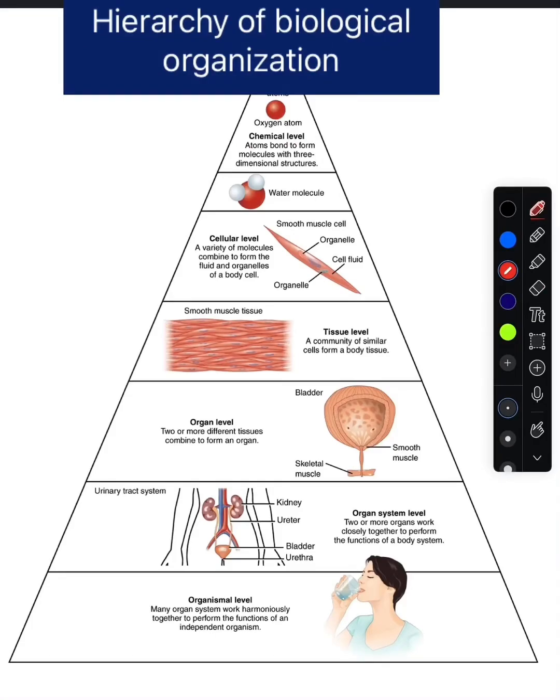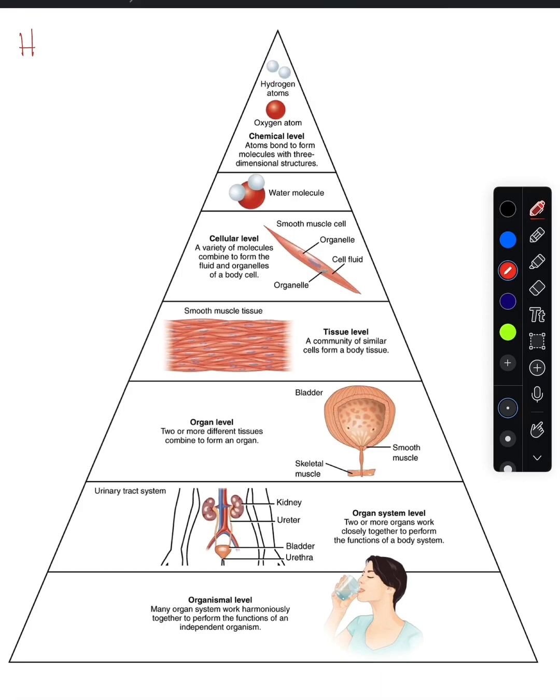about the hierarchy of biological organization. And in this image, you see this pyramid structure. We're going to start at the very top. And as we go through these various levels, you can sort of associate these with the chapters in your textbook, especially in the first few chapters.